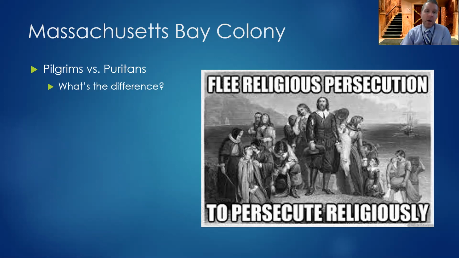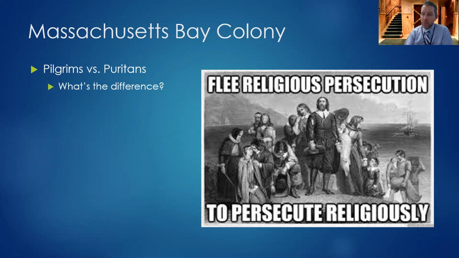The Pilgrims are really separatists from the Church of England. They have been mistreated. They disagree with what's going on in the Church of England. They went to Holland for some time, and then they fled to America, and they desired to completely separate from the church. Those are our Mayflower folks. Those are the ones at Plymouth. Later, we have a different group. The second group is called our Puritans.